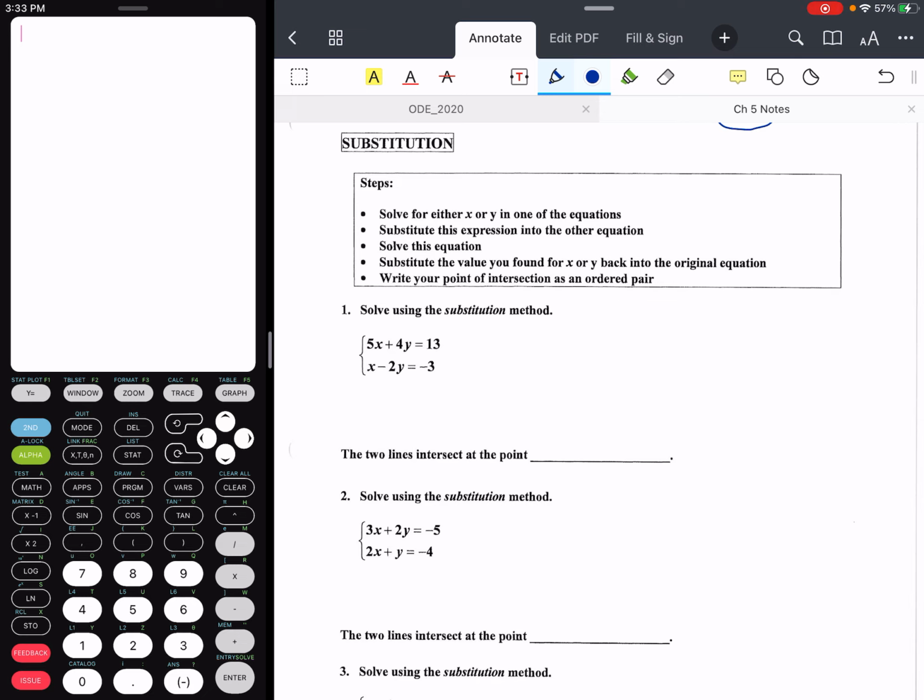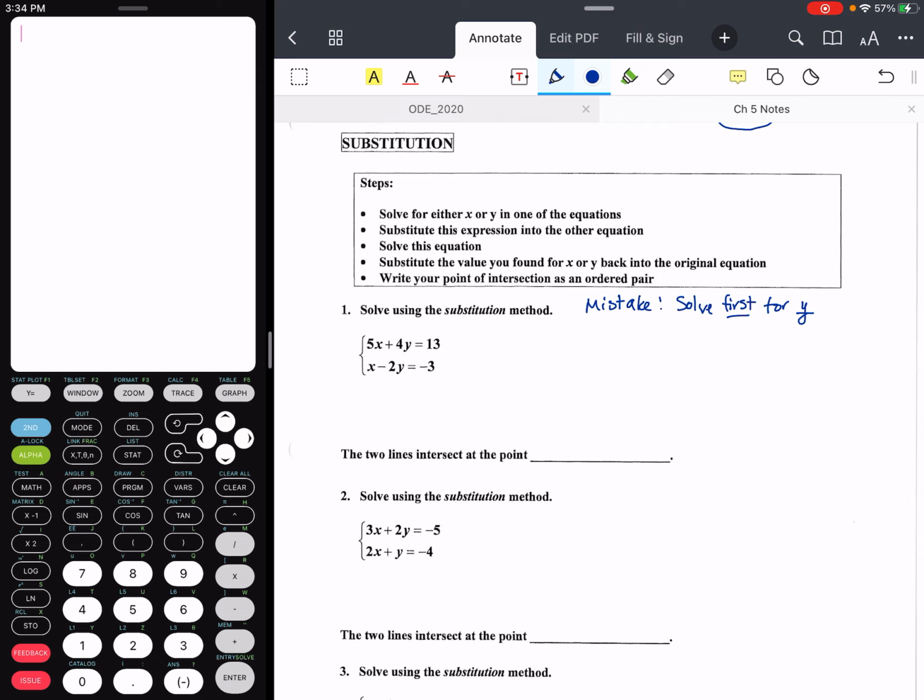So first it says solve for either x or y in one of the equations. Now the mistake that most students make here is they read that and what they hear is solve the first equation for y, which isn't your only option. You actually have four options. You can solve the first equation for x, the first for y, the second equation for x, or the second equation for y. And you guys are just used to solving for y. You've done it for slope-intercept form for so long that you just kind of do it like a robot.